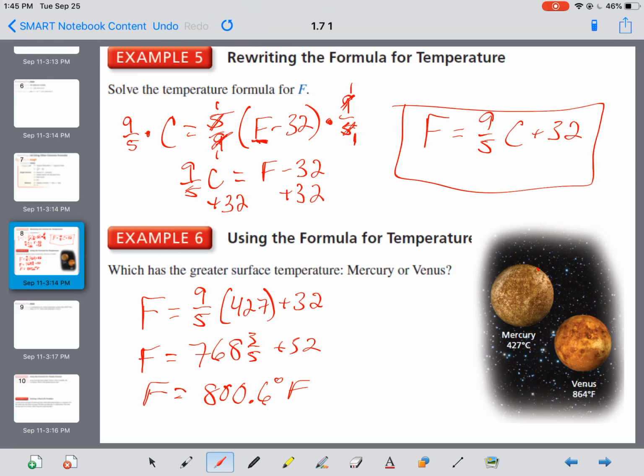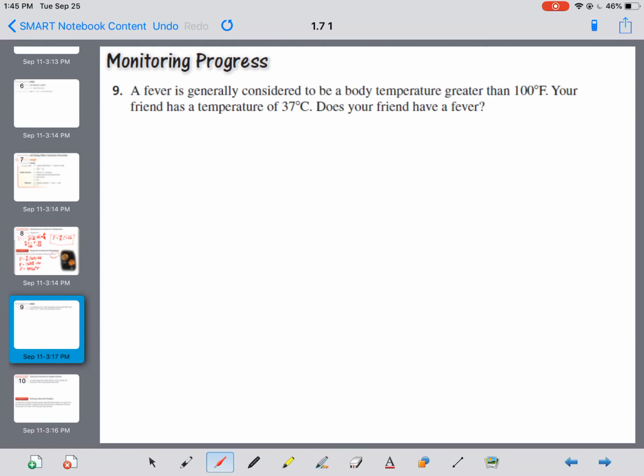Venus is 864 degrees Fahrenheit. So we're going to go with Venus. 64 more degrees is pretty hot. But anything over 100 is pretty hot. So I don't want to be either. So here's an example of a problem where you can change the equation around and then use it to your advantage. Give it a pause. Give it a try.